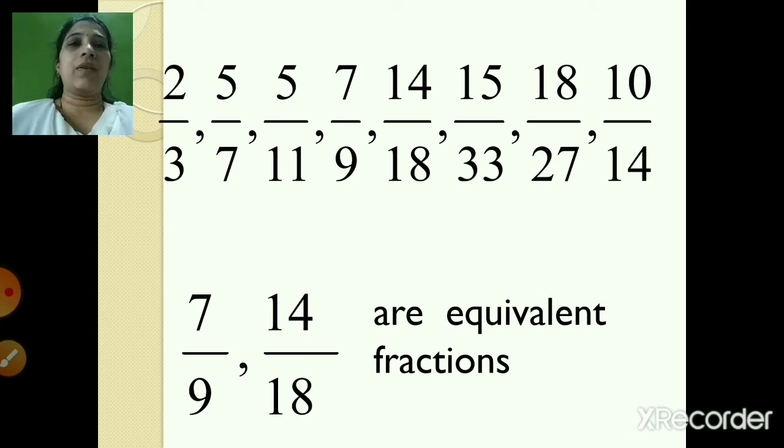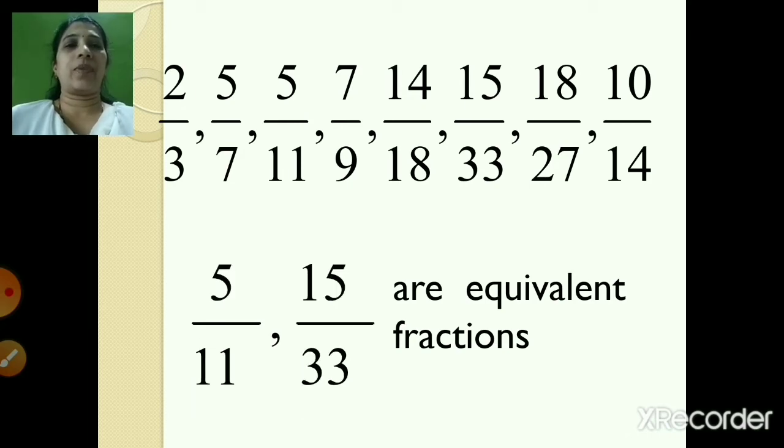Now 5 upon 11 and 15 upon 33. These are equivalent fractions because 3 5s are 15 and 3 11s are 33. So 5 upon 11 and 15 upon 33. These are equivalent fractions.